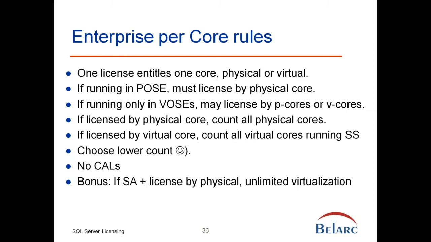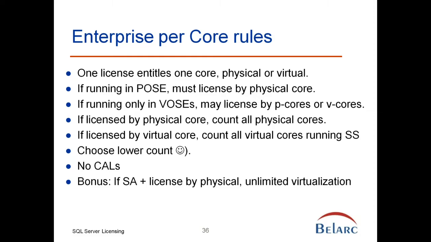On the other hand, if you're running in virtual environments, that is one or more virtual machines, then you can count your licensing either by counting the physical cores or by counting the virtual cores. And so what you want to do is count it both ways and then see which number is smaller and use that smaller number. So as I said, if you're licensing by the physical core, just count all the physical cores. So the total number of physical cores is the cap on the number of licenses that you need. Well, actually there's a twist on that, I'll get to that.